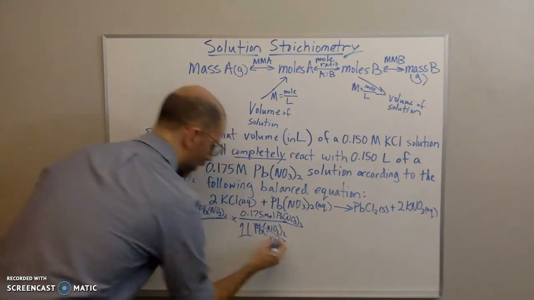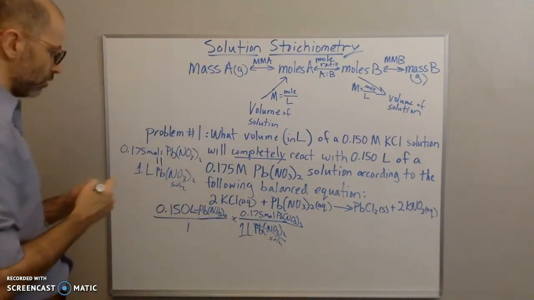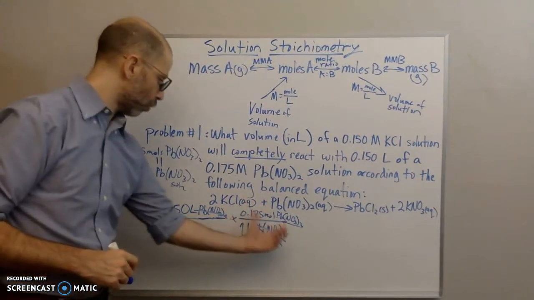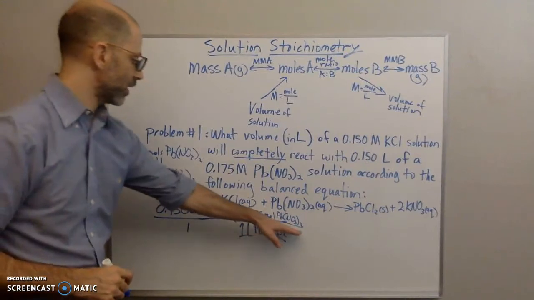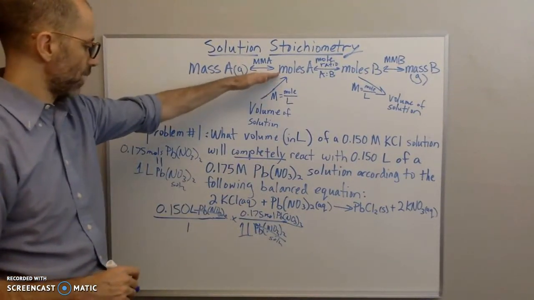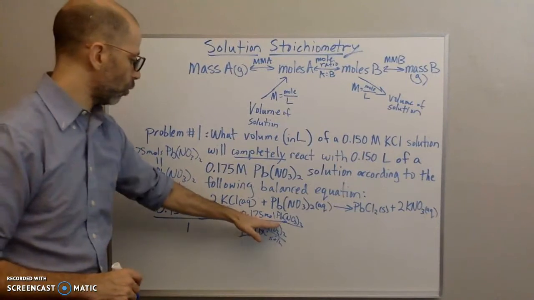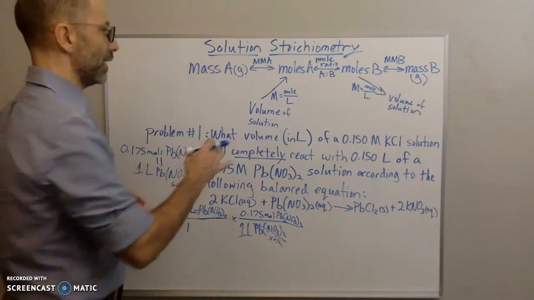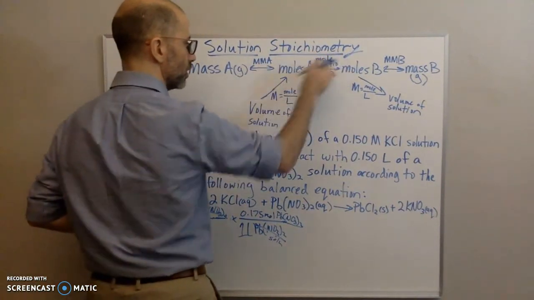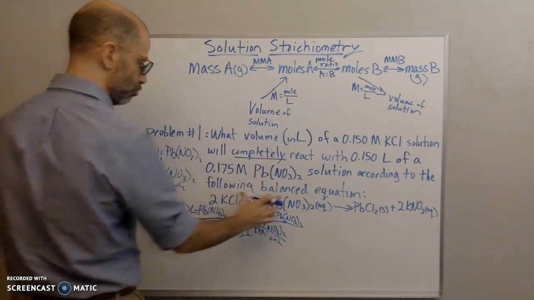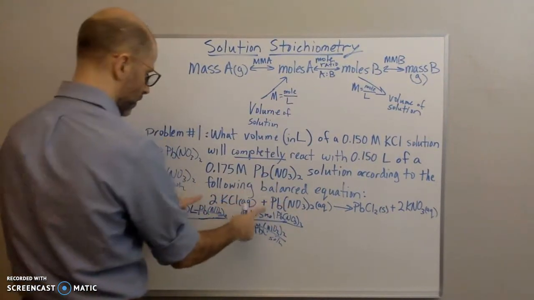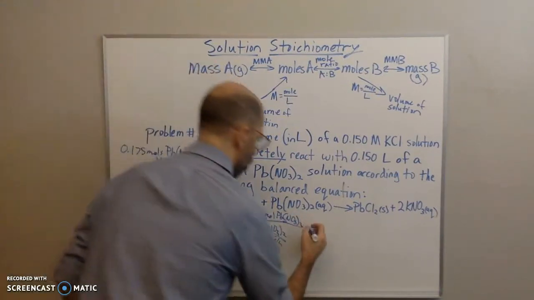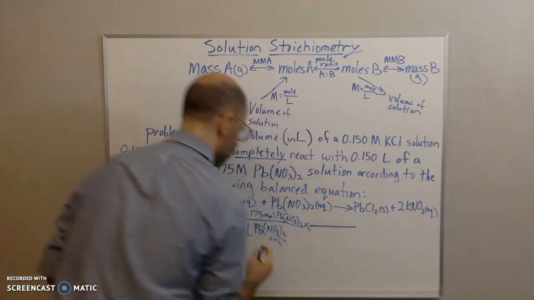Okay, so lead nitrate solution, the liters cancel out, and now I have moles. Now I have moles of the lead nitrate. So now I have moles of my A, and now to go from moles of the lead nitrate to moles of my KCl, I need to use the mole ratio. So now I'm following my roadmap. So I'm now going to use the mole ratio between KCl and lead nitrate. So it's a 1:2. So I'm going to do my conversion.